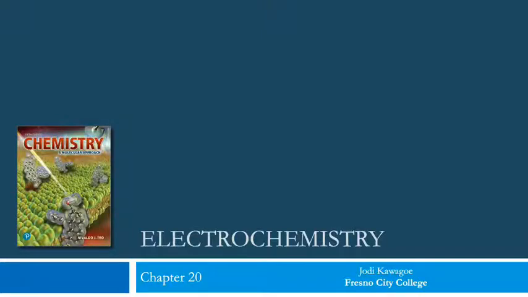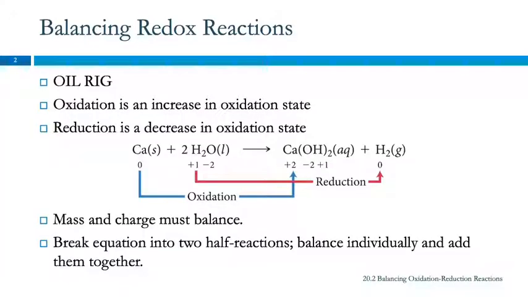So we're going to cover one section from chapter 20, which is about electrochemistry. And electrochemistry is oxidation-reduction reactions. So what we have to cover here is how to balance redox reactions.